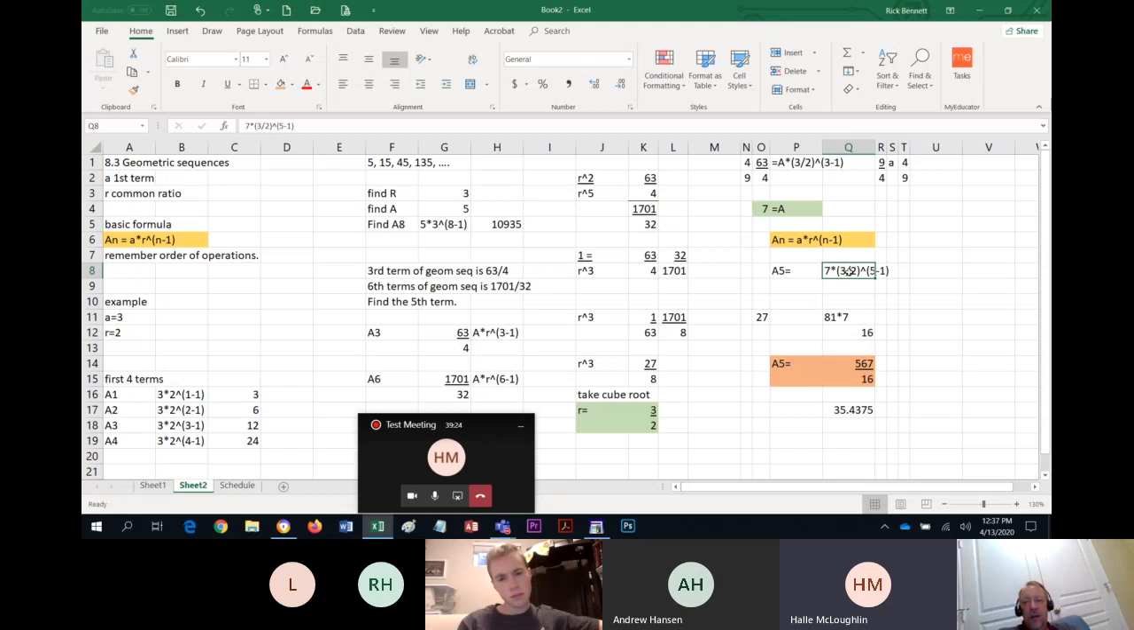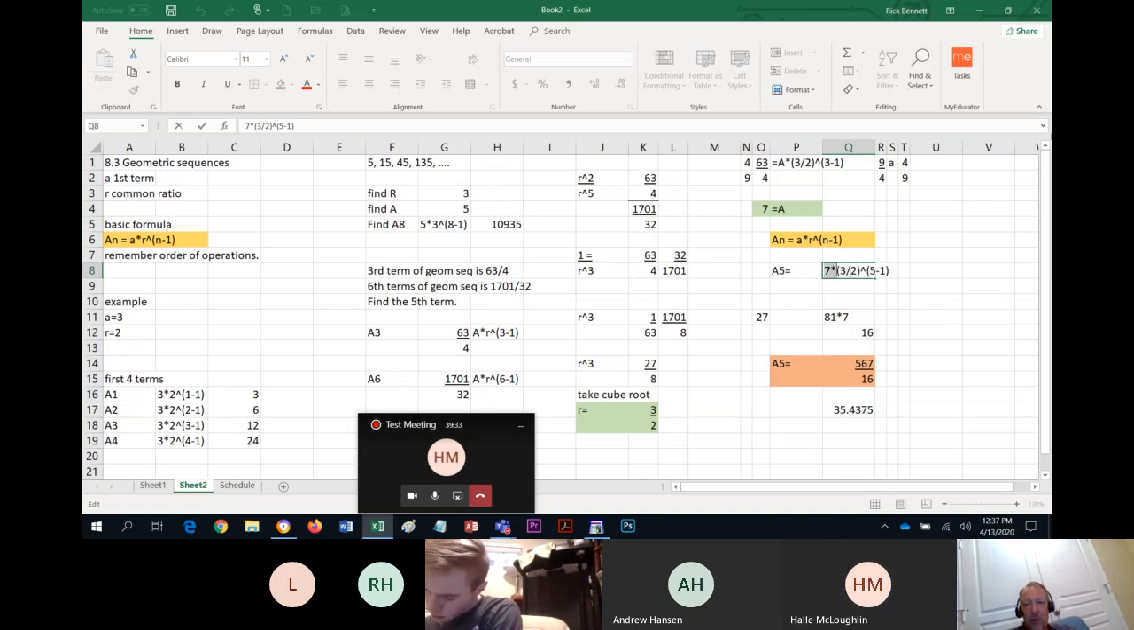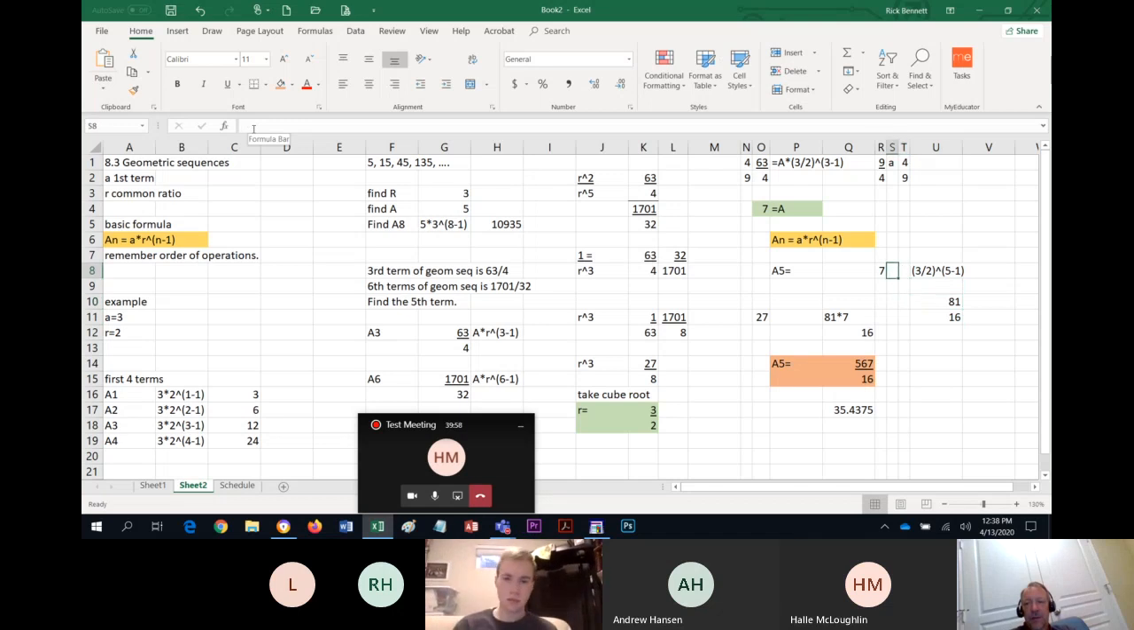No. Maybe I should rewrite this. Okay, so let me rewrite it this way. Okay, so the 7 is still there, right? Right. And then I've got 3/2 to the 4th power. So 3 to the 4th power is 81. 2 to the 4th power is 16. Now I just need to multiply that 81 times this 7, which is out front. That's why I have 81 times 7, which is 567. Oh, I see. Divided by 16. Okay. Right.